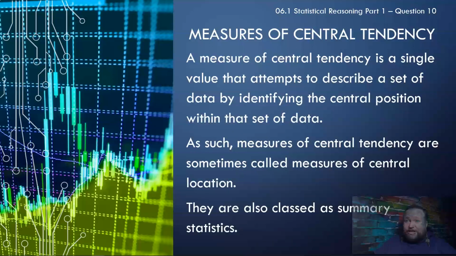A measure of central tendency is a single value that attempts to describe a set of data by identifying that central position, what is normal. Based upon all of the data points, you get one number back that describes in different ways what is normal for that case. Such measures are sometimes called measures of central location, and they are classified as summary statistics. Falling under descriptive statistics, they summarize the data you're looking at: hey, look at all these values, and this is what I'm seeing the most.